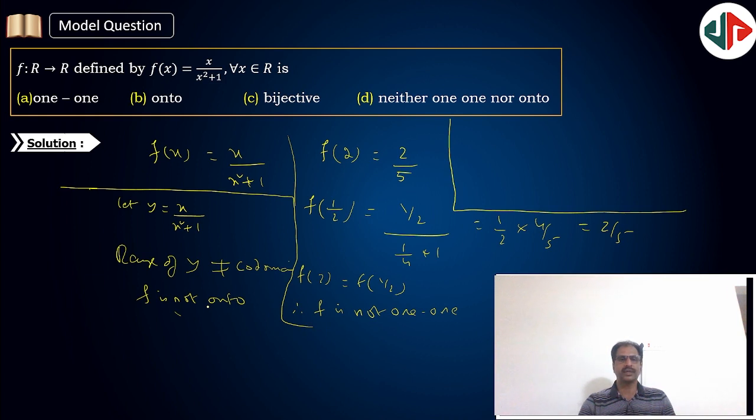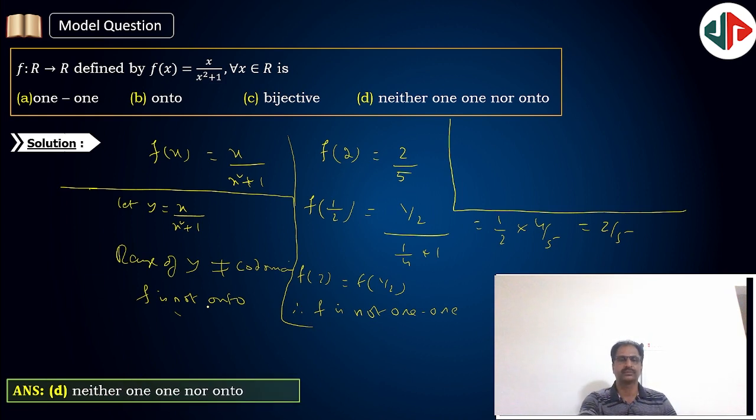The codomain is given as all real, but y cannot be all real values, because if you look at the given function, the denominator will always be more than the numerator. If the denominator is more than the numerator, definitely it will be a fraction. It cannot be more than 1. But the codomain has all real values. So the codomain and range cannot be equal, and hence the function is not onto. So the answer is neither one-one nor onto. Option D is the correct answer.